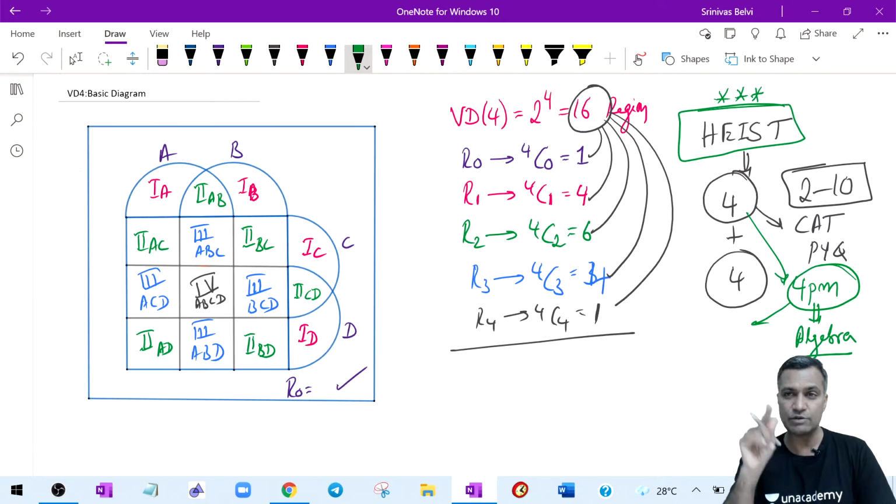If you understand, then you will train your brain in the right direction. Right? You will also train it in the right direction.